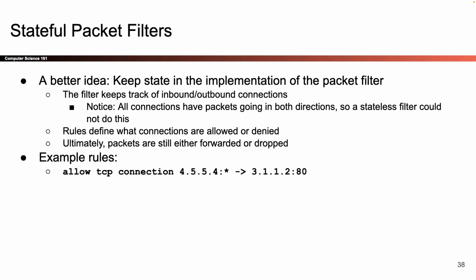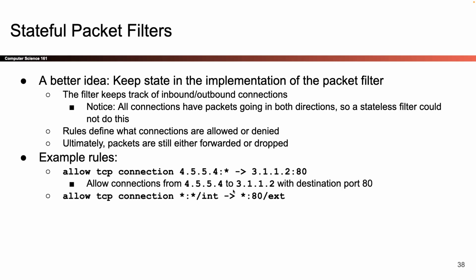Okay, so here's an example of a connection rule that you might allow. So you might say, now that I'm keeping track of all the different connections, I'm going to allow connections that come from this IP address to this IP address, but only if the destination port is 80. So that's something you could say.